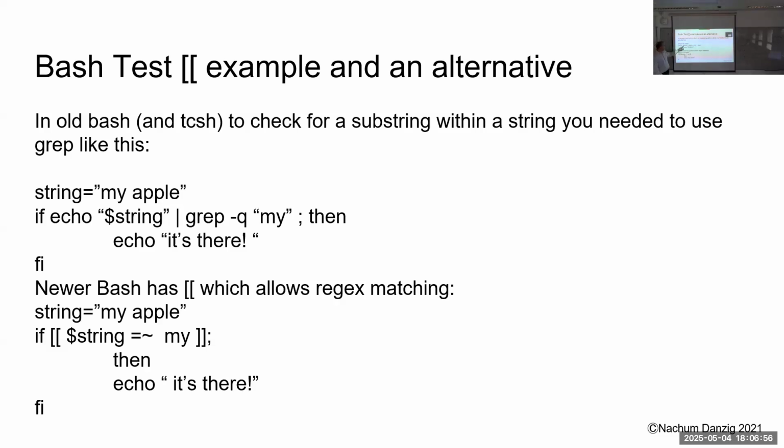If echo string, so the if applies to this whole thing. First I print out the string and put it into a pipe. Now grep comes along, reads from the pipe, and checks for the word my. I give it the -q flag, which tells it to be quiet, which means don't print anything, but do tell me true or false.